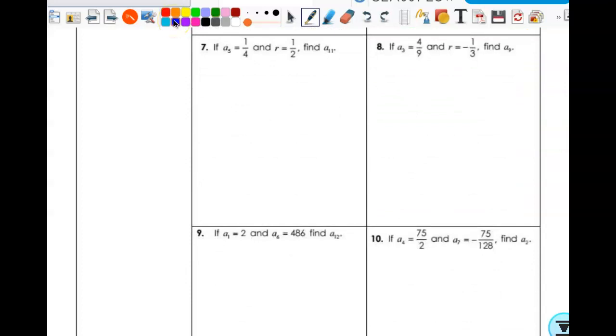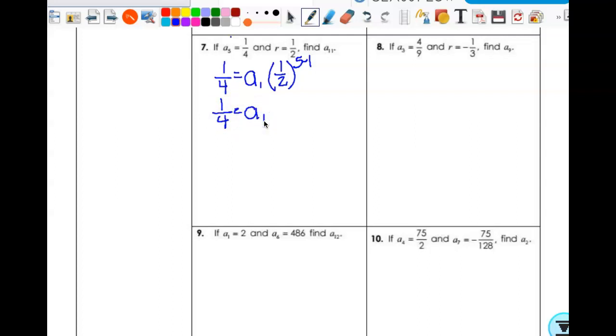I have the 5th term, I have r, and I want the 11th term. So I'm going to have to find the first term, right? So I'm going to use this as my nth term. So a sub n, which is 1/4, is equal to the first term, which I don't know, times r, which is 1/2, to the 5 minus 1 power. So this will give me 1/4 equals a sub 1.